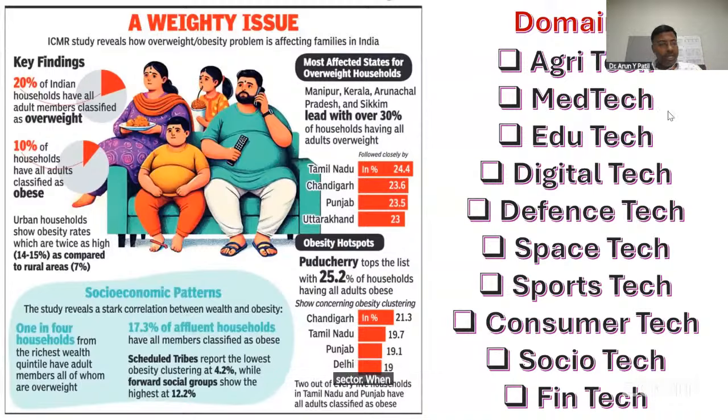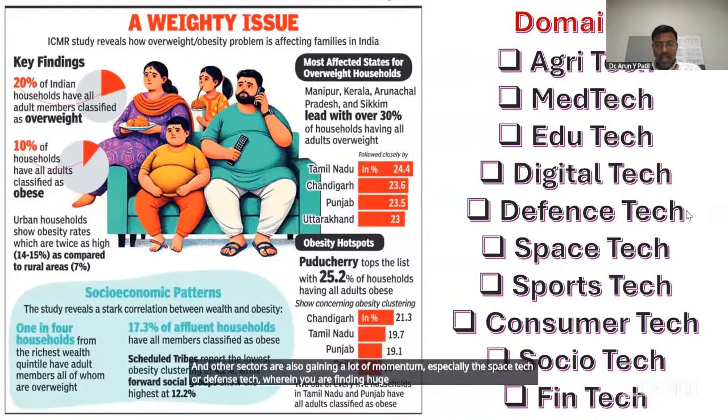When it comes to medtech, you will find after COVID, everyone is realizing their health consciousness, and they have to focus more towards daily consumption as per the calories you have to maintain. And other sectors are also gaining a lot of momentum, especially space tech and defense tech, wherein you are finding a huge amount of funding coming.